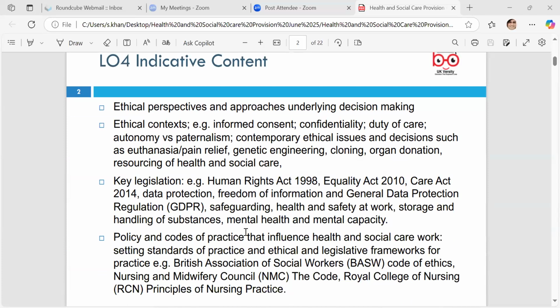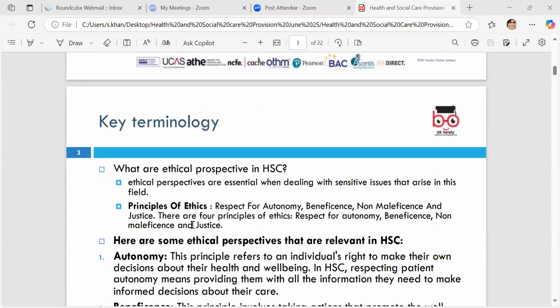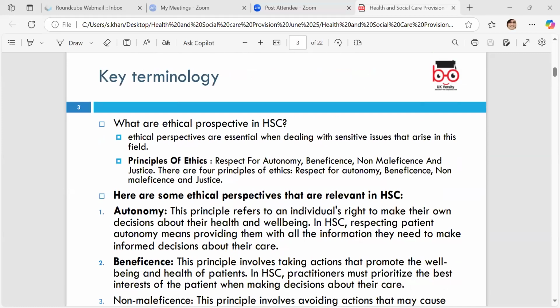We look at key legislation, the Human Rights Act, and why that's so important. Policy and codes of practice, and why policies and codes of practice are used. We also looked at the Nursing and Midwifery Council and the British Association of Social Workers. Key terminology: so what is the ethical perspective in health and social care?